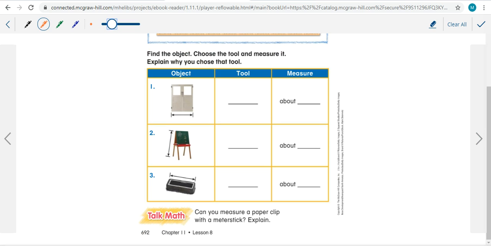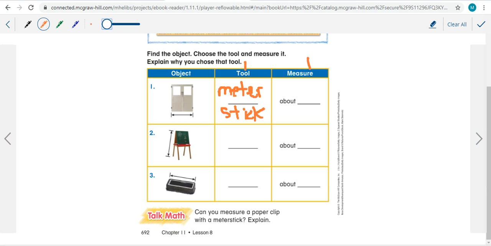We already did it in another lesson. First, we pick a tool and then we measure. Find the object, choose the tool, and measure it. Explain why you chose that tool. Now, which tool will you use to measure a door? Okay, so we will write meter stick. Okay, so number 1, the object is bigger, that's why we use the meter stick.